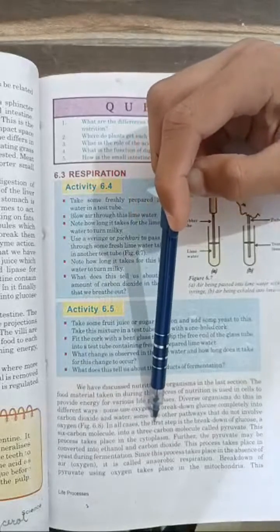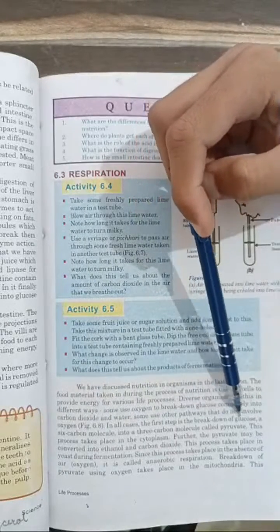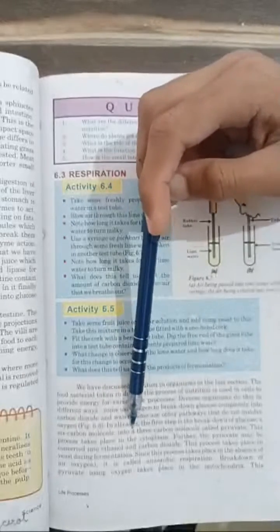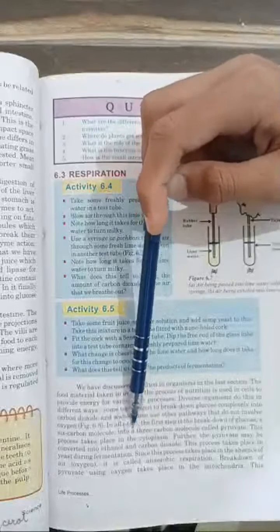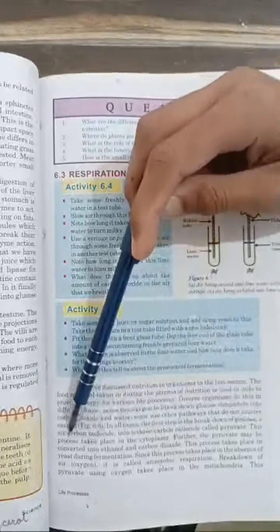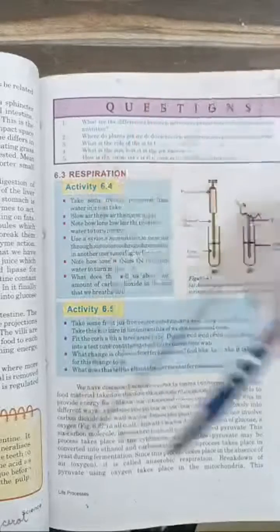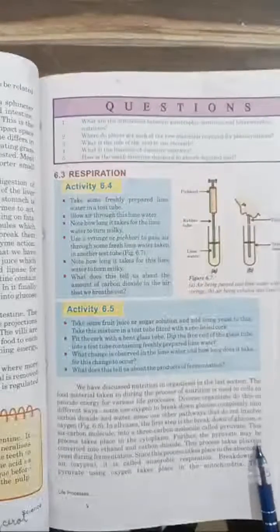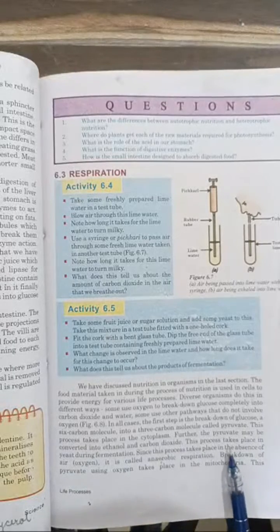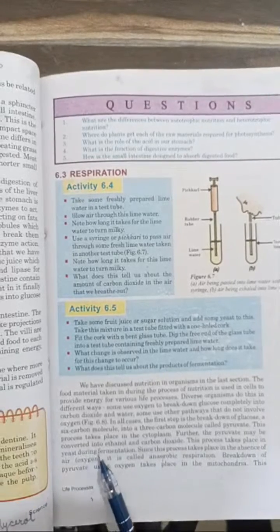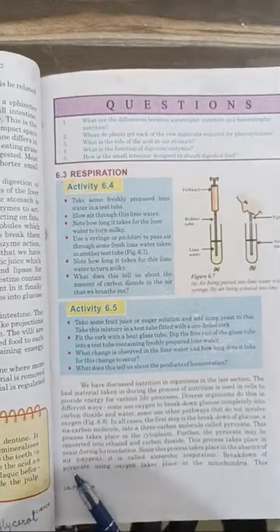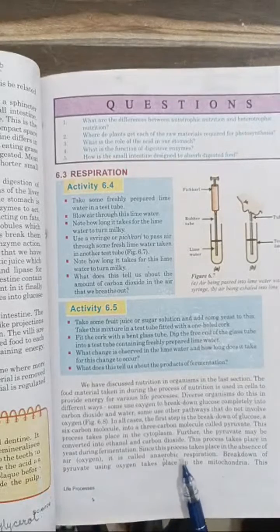In all cases, the first step is the breaking down of glucose, a 6 carbon molecule, into a 3 carbon molecule called pyruvate. This process takes place in the cytoplasm. Further, the pyruvate may be converted into ethanol and carbon dioxide. This process takes place in yeast during fermentation. Since the process takes place in the absence of air, oxygen, it is called anaerobic respiration.